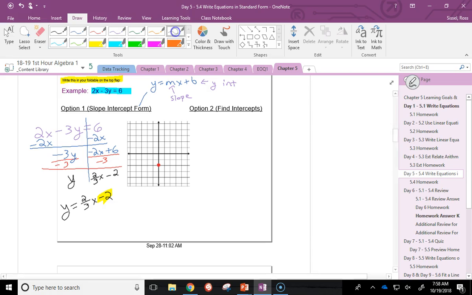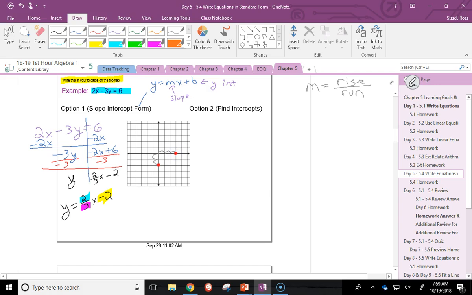Maddie? You have to go up 2 and to the right 3. Good. Remember, our slope is rise over run. So it told me to go up 2. Let me use the grid so I can show 1, 2. And then I have to run those 3. 1, 2, 3. My new point is right there.